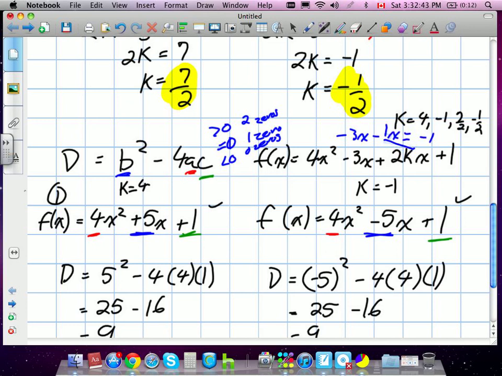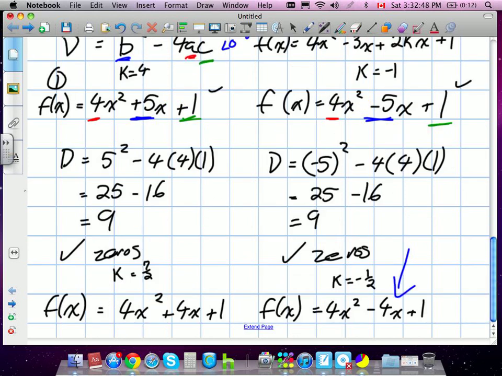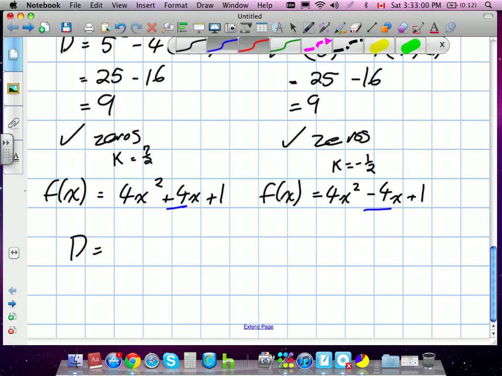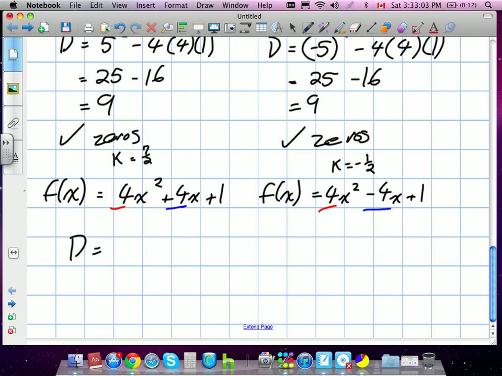And then when k is -1/2, I multiply by 2. The 2's cancel out. I'm left with -1. So 3x minus 1x, which gives me -4x as my b value. So that's what I got over here.